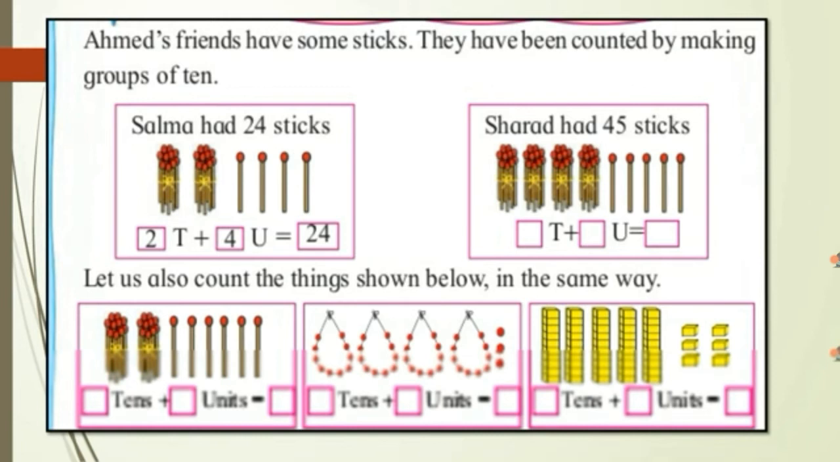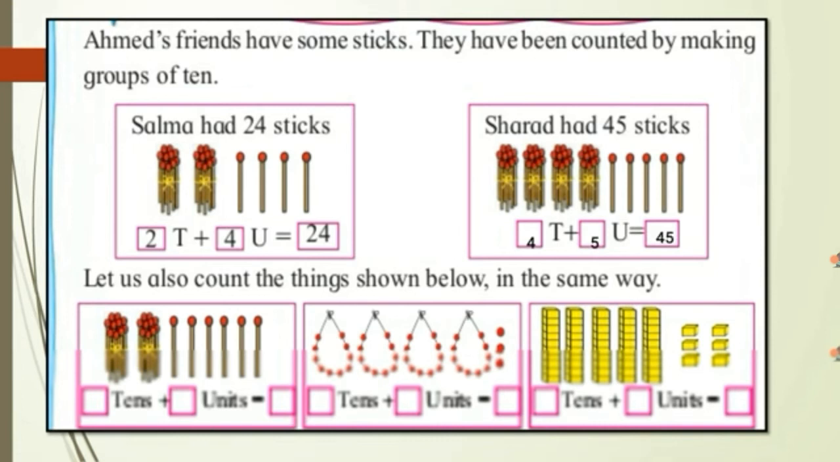Okay, then see Sharad. How many sticks does Sharad have here? Okay, remember always, here one group has 10 things. So you can count 1, 2, 3, 4. That means 4 tens are here. Okay, and if you count these loose sticks 1, 2, 3, 4, 5, how many? 5. Then we get 5 units. Then the total sticks here are what? 45. Do all of you understand?